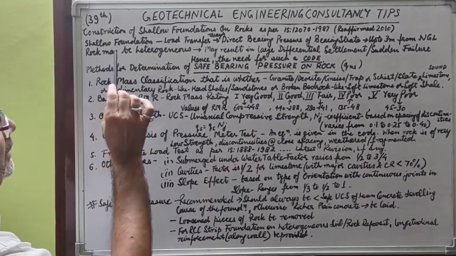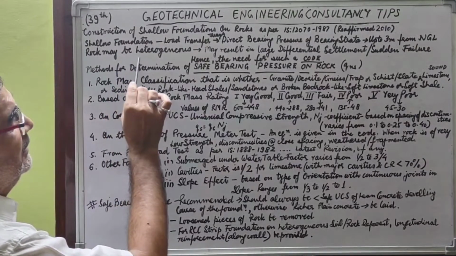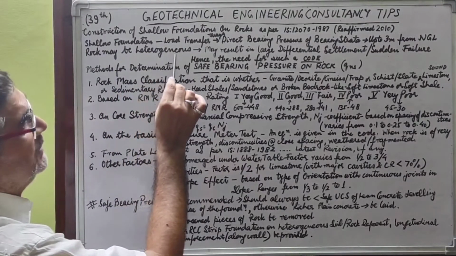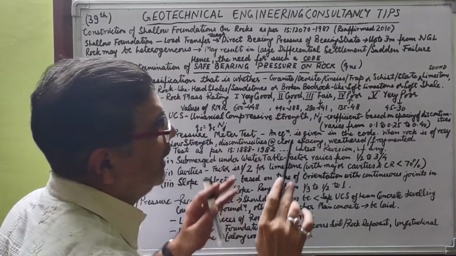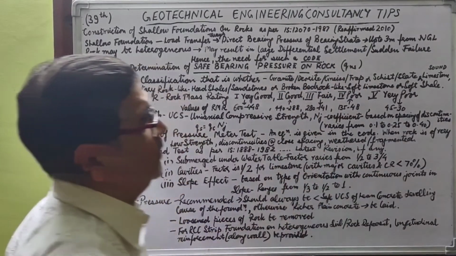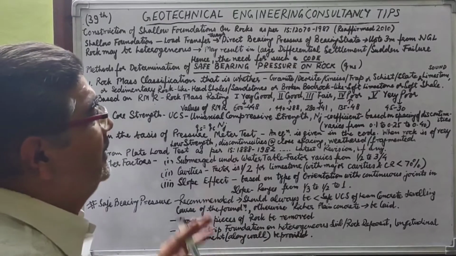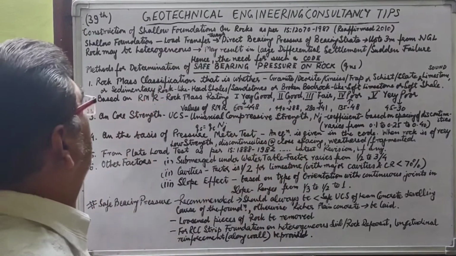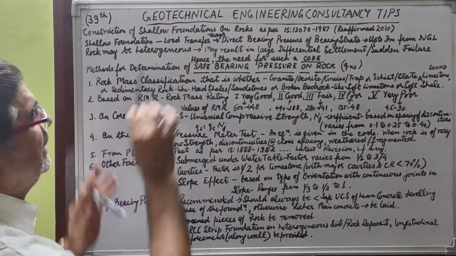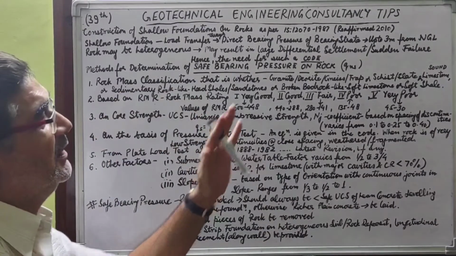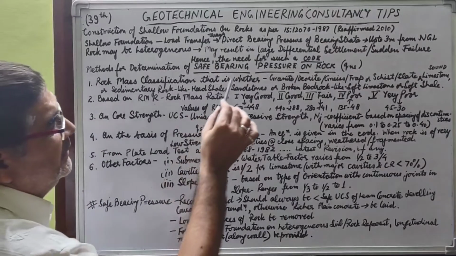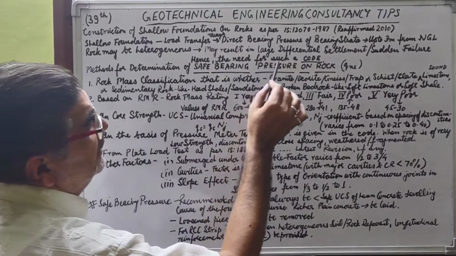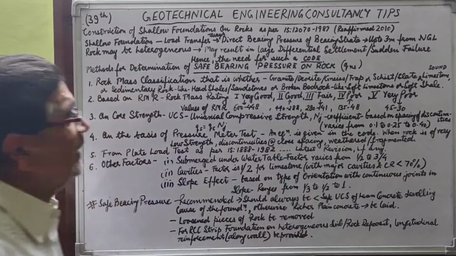Now, a shallow foundation transfers load through direct bearing pressure of bearing strata up to 3 meters from natural ground level in case of rocks. This has been mentioned in this very code. Rocks may be heterogeneous, which may result in large differential settlement or sudden failure. Hence, the need arose for such a code.